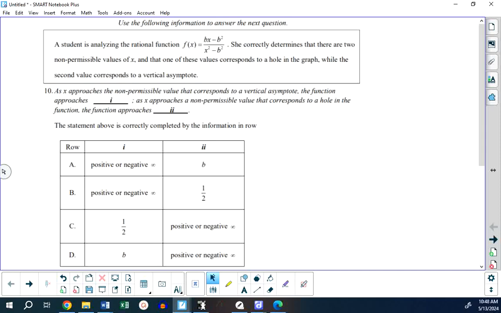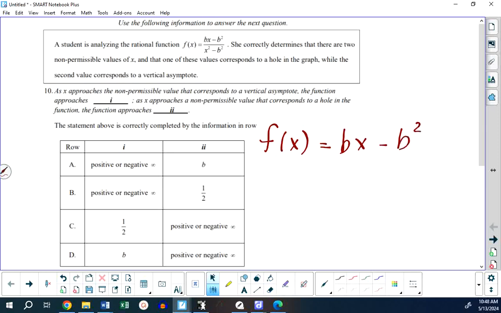We don't know what b is equal to, but we do know that the function is f of x equals b times x, subtract b squared, over x squared minus b squared. And this question is all about non-permissible values, specifically the difference between a vertical asymptote and a point of discontinuity, or a hole if you like.